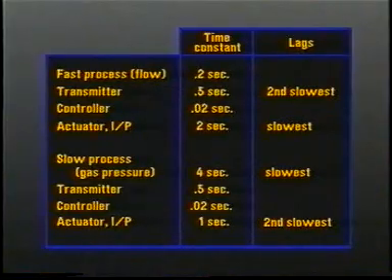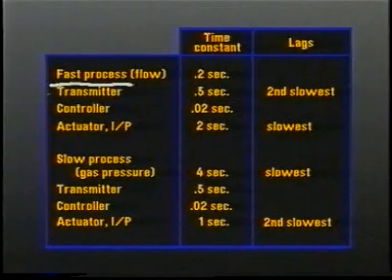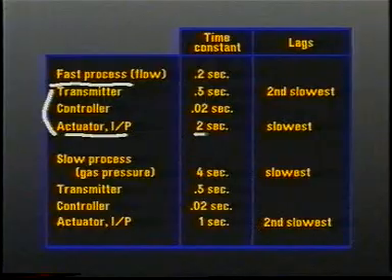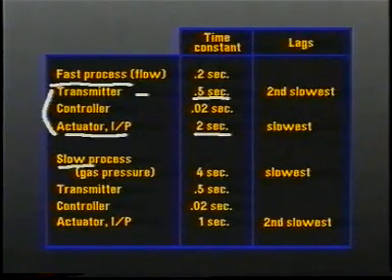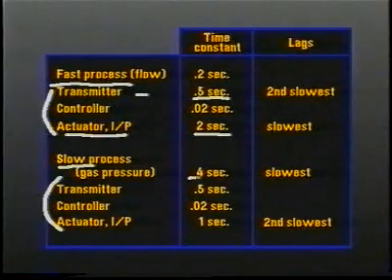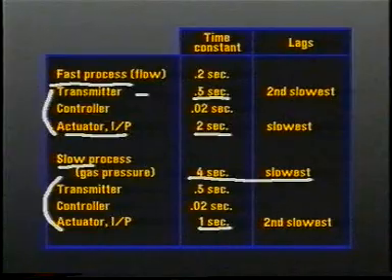In looking at the chart of a fast process, we see that the actuator, I over P, should be slower and the transmitter faster. Conversely, in a slow process, the process should be slower and the actuator faster. The second slowest lag could be made faster by adding a positioner.